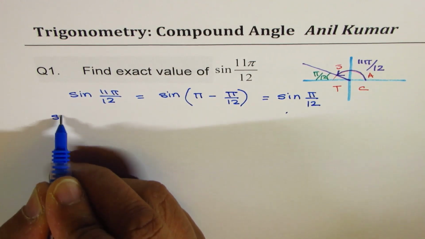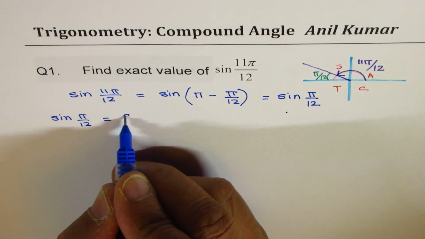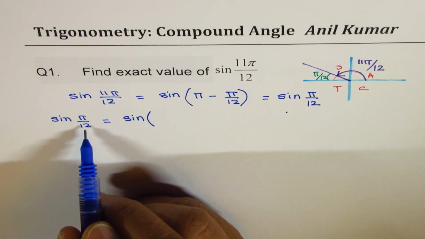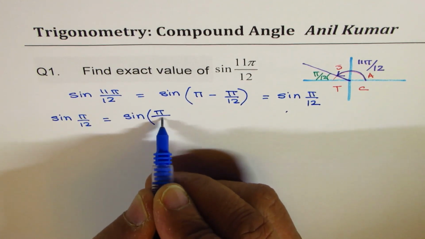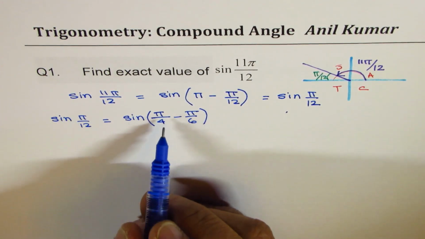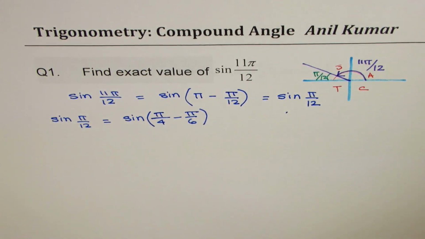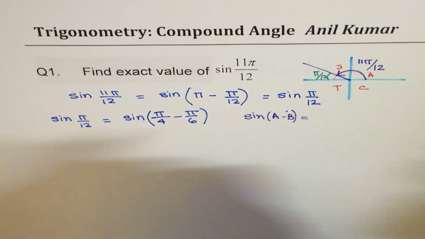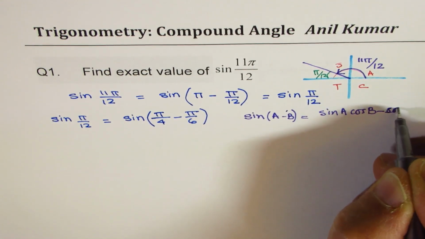So sine pi by 12, let me rewrite, could be written as a combination of, write this as sine of pi by 4 minus pi by 6, correct? Pi by 12 could be written as sine of pi by 4 minus pi by 6. And now we can apply the compound angle formula, which is sine a minus b. Sine a minus b is sine a cos b minus cos a sine b.